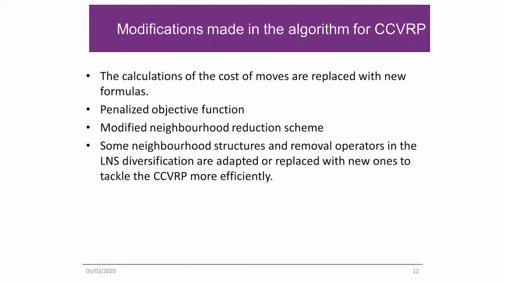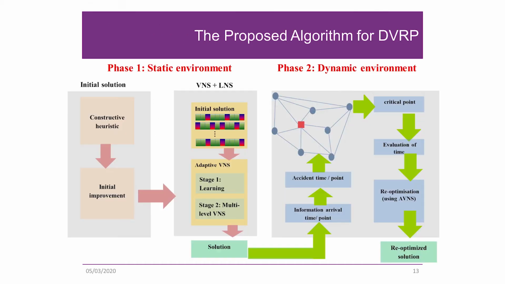Some of the modifications include: we have proposed some formulas to calculate the cost of the move. And also we used a penalized objective function, where some worse solutions are accepted temporarily with the hope that they can be improved further later on. We also modify our neighborhood reduction scheme to make the search more efficient. And we have adapted some neighborhood structures and removal operators to tackle this problem efficiently.